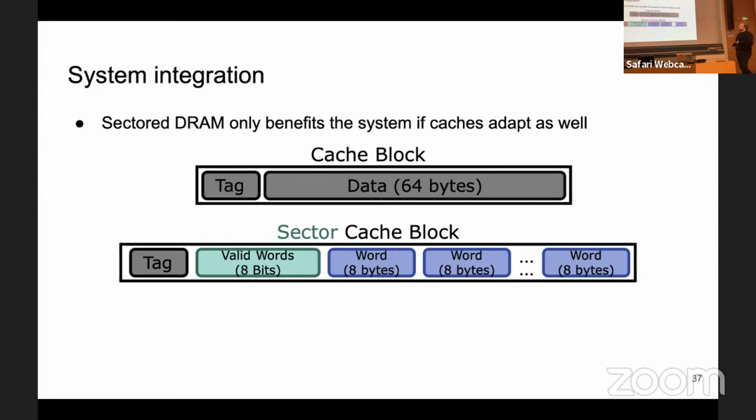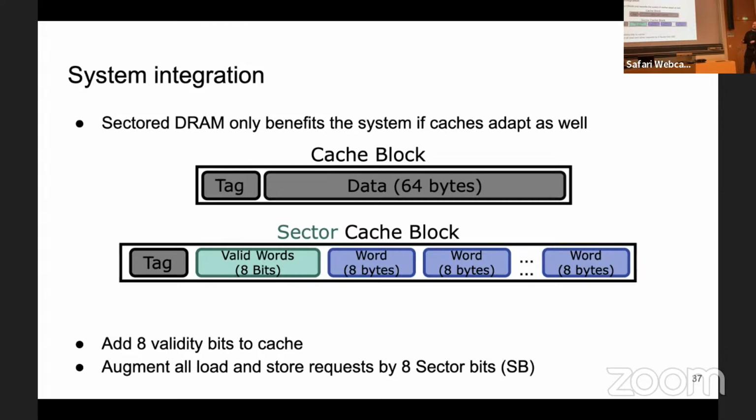So what we do is, instead of just having a normal cache block, which has 64 bytes of data and a tag for cache protocols, we add a bit of overhead. We add 8 bits, so 1 bit for each word. A word is 8 bytes in the cache block, and the bit determines whether this word is valid for this cache block or not. So I add 8 validity bits, and we also need to add these 8 bits to every load and store request that we send to the DRAM chip, because we need to tell the chip which sectors we actually want to load from and which we don't.